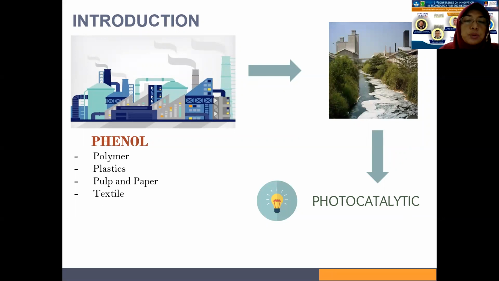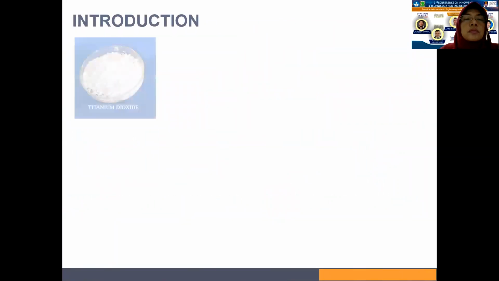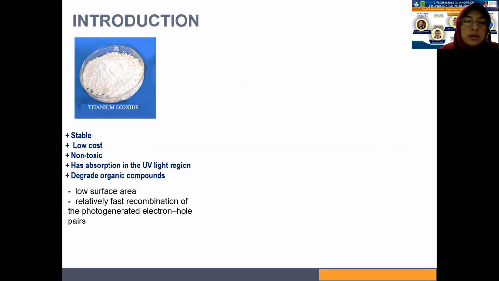In the past few years, the photocatalyst process has become the choice in degrading waste compounds such as phenol, because it is a process that can degrade phenol to CO2 and water. One of the photocatalyst materials is titanium dioxide. Titanium dioxide is stable, low cost, non-toxic, has absorption in the UV light region, and degrades organic compounds.